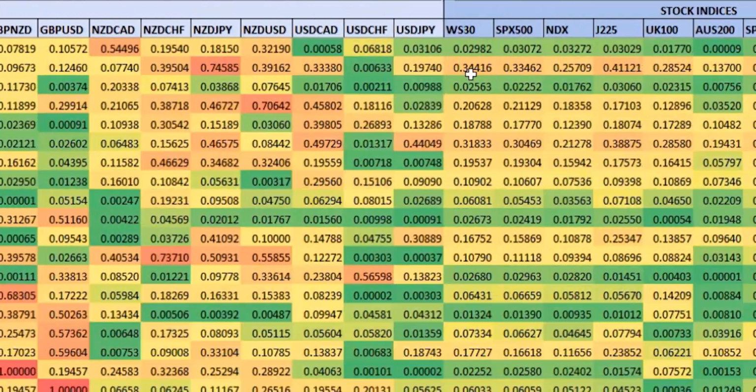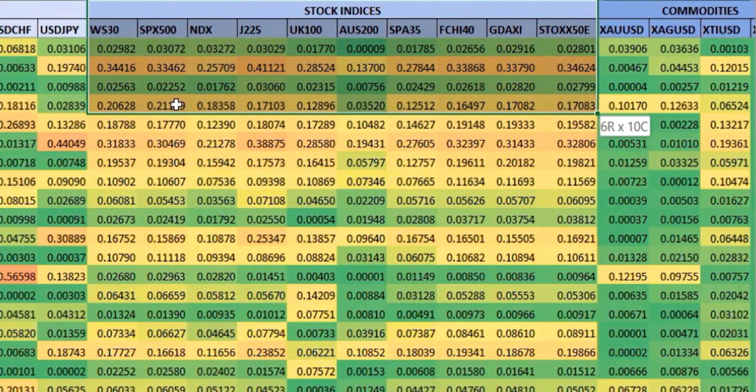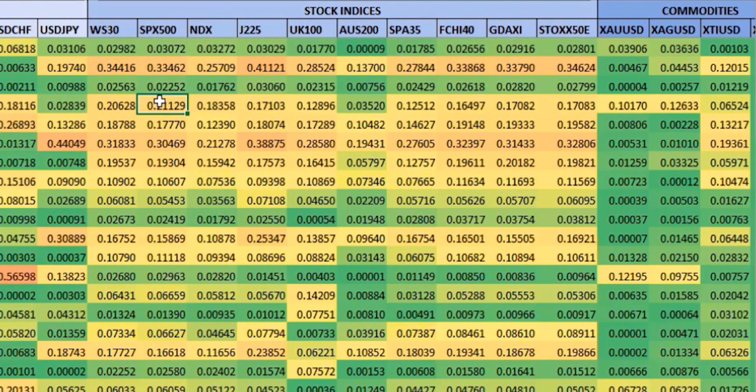Let's now move over to the section around stock indices. And here we can see that there aren't any combinations with the Forex pairs that produce very high levels of correlation. They're all either green, yellow, or orange. And this, of course, is one of the benefits of having multiple asset classes in your portfolio.